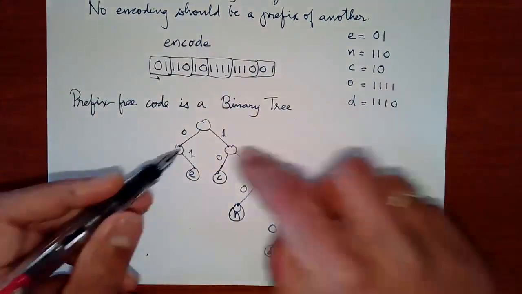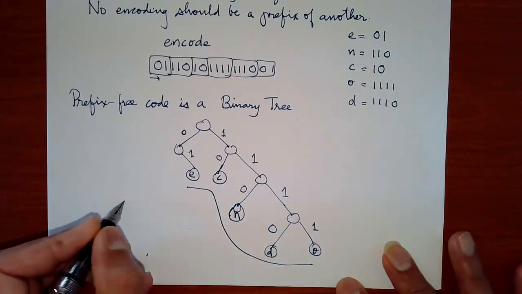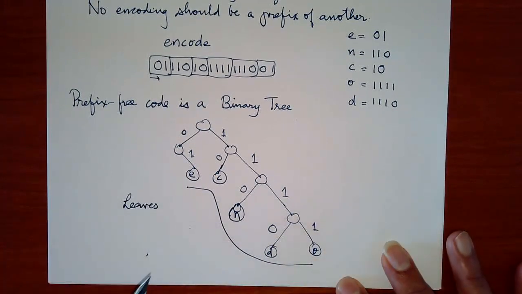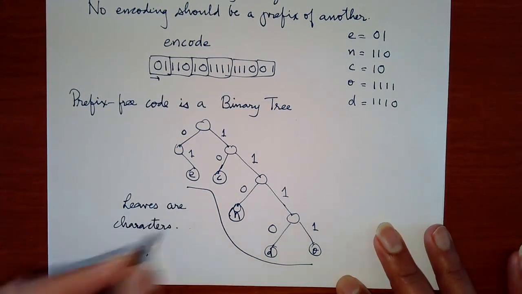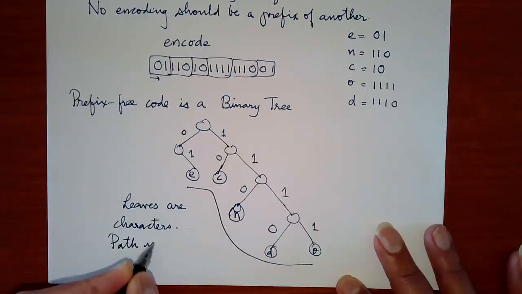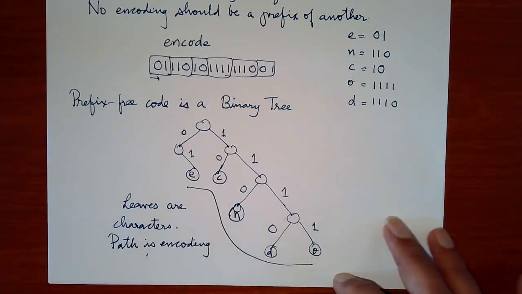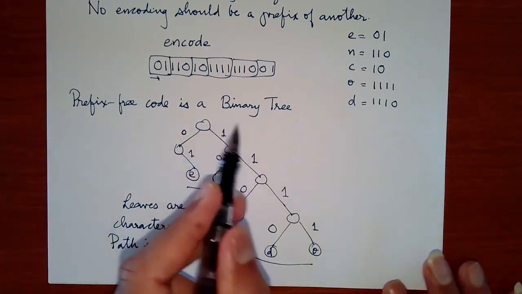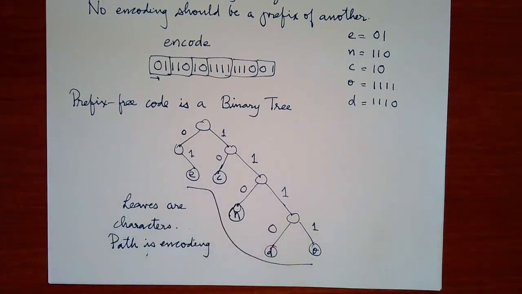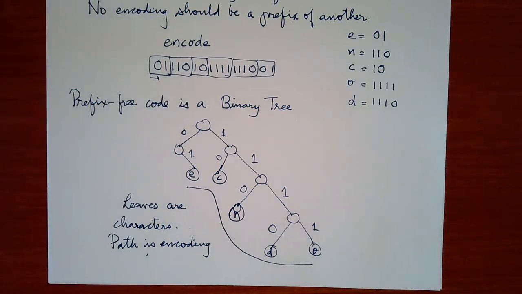So you see how this is basically the leaves of a binary tree. The leaves are the characters, and the path is the encoding. And this is automatically prefix-free because a leaf has no children. So prefix-free codes and binary trees are basically one and the same thing. This now gives us a convenient way of understanding the encoding process. Any questions about this?